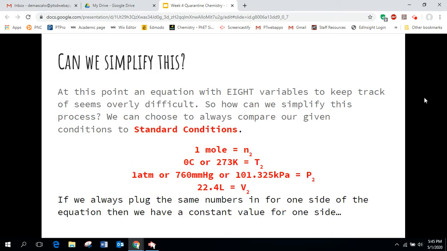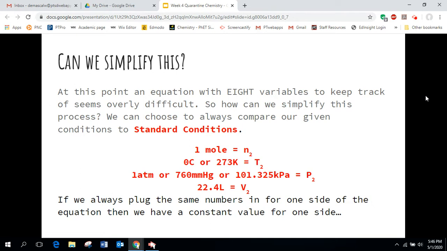Now, the tricky part is, at this point, we would have an equation with 8 variables. So imagine having to list out in your problem P1, P2, V1, V2, N1, N2, T1, T2. That seems like a really huge pain. There's a way to simplify this, though.